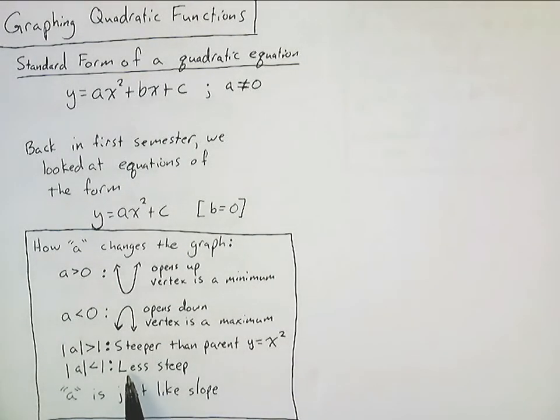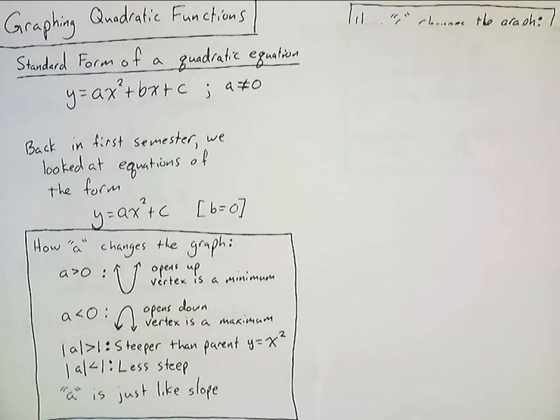We often say that the less steep parabola was wider, but again, we don't want to think about the parabola getting wider. We want to think of it as less steep. So in that way, we can think of that a as very, very similar to slope for linear equations.